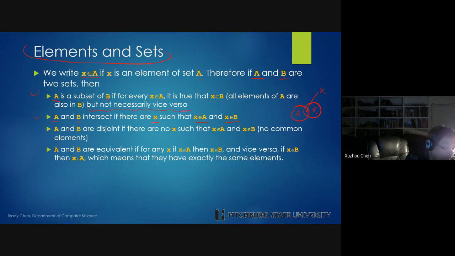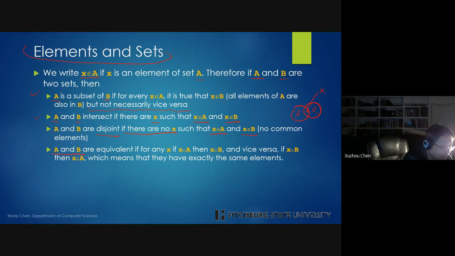And also, the third proposition: A and B are disjoint if there is no X such that X belongs to A and X belongs to B. So that means A and B have no common element. You cannot find any X that belongs to both A and B. If X belongs to A, then X definitely does not belong to B. If X belongs to B, then X definitely does not belong to A. So there's no common element.